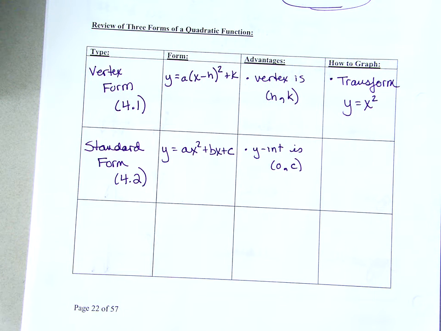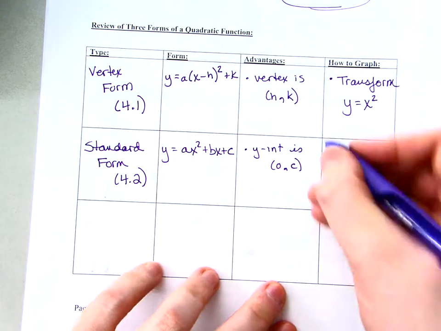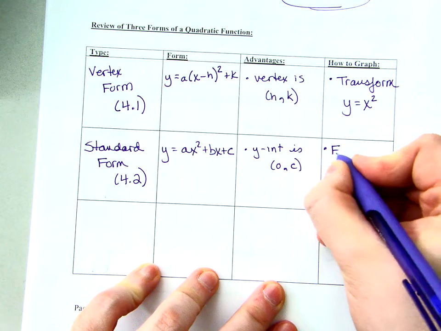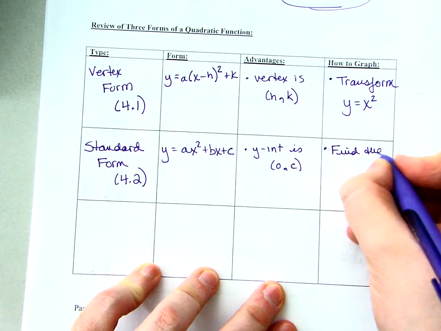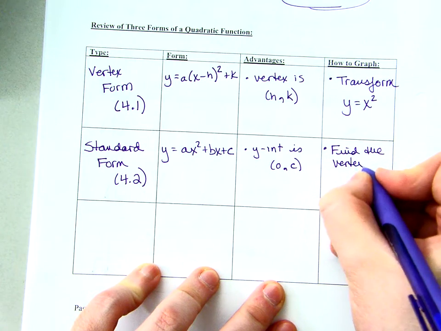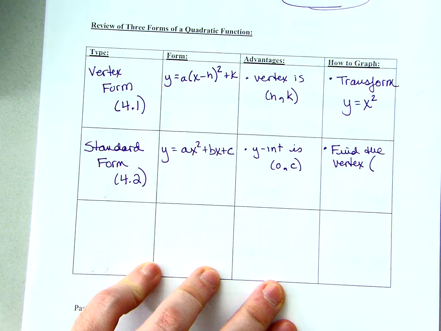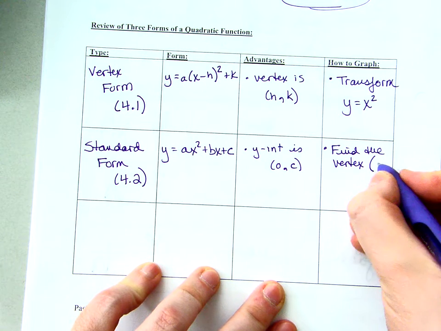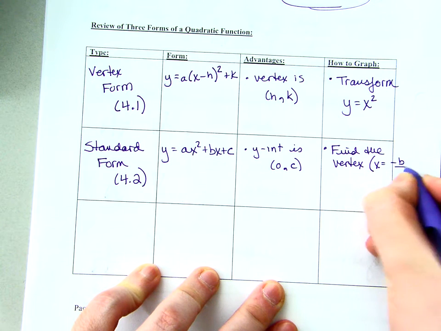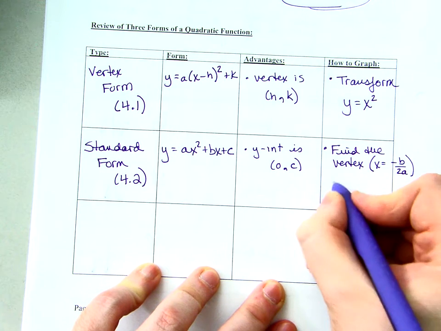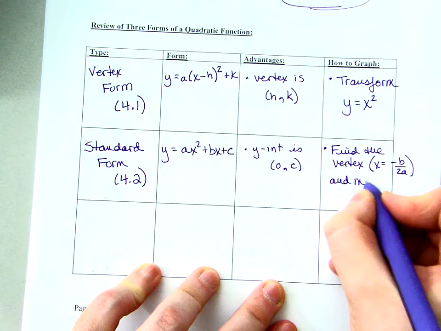Well, to graph, this is where we first find the vertex and then make a table of values. So I'm going to say find the vertex. What's your formula for the vertex? That I hope you used all over that quiz. Negative b over 2a. I'm just going to say find the vertex and make a table of values.